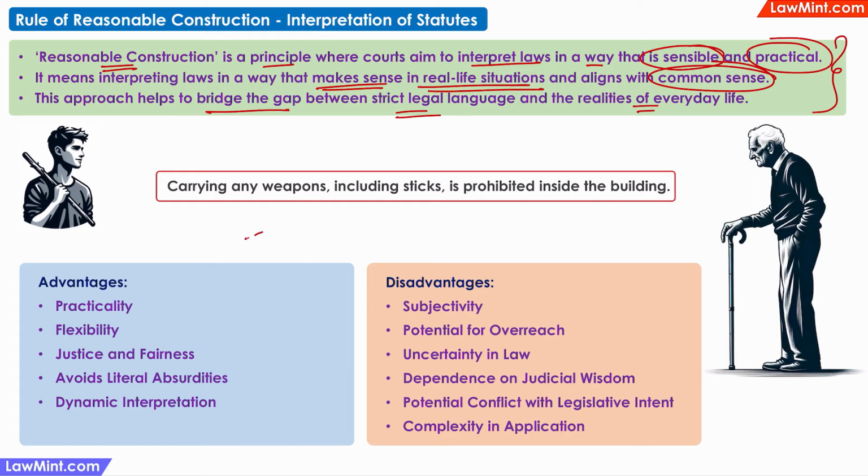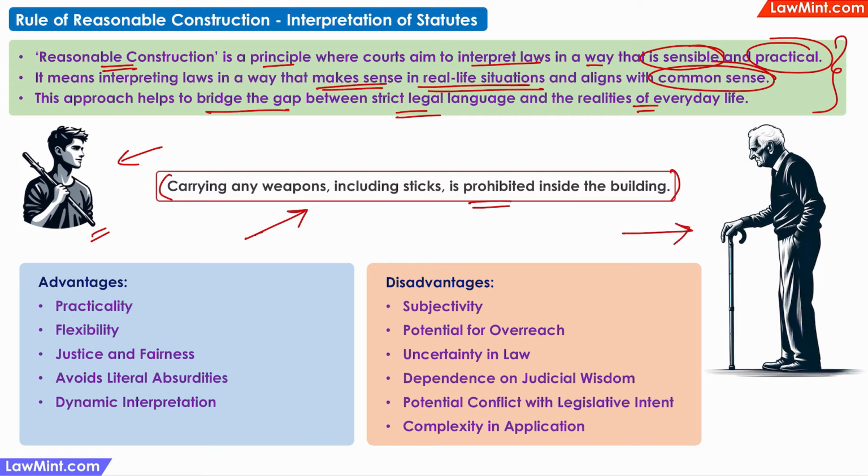For example, suppose there is a statute which says that carrying any weapons, including sticks, is prohibited inside the building. Now, this man is carrying a stick that can be considered a weapon, and this should not be allowed inside the building, especially since there is no important reason for him to be carrying the stick.